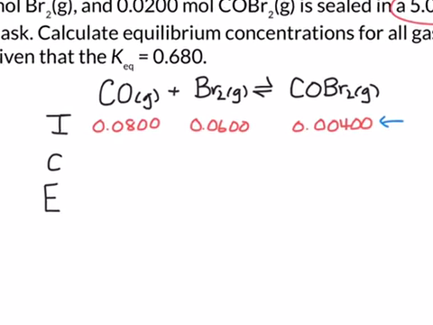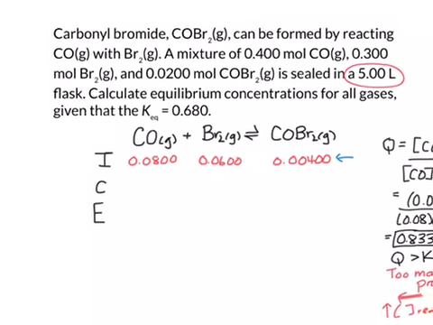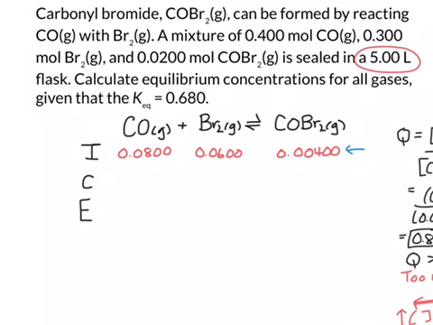So going back to our ice table now, what that means is that for our change, this is going to be a positive change and this is going to be a negative change. So we'll have positive here, positive and negative. And all of our coefficients are 1, so this will be x, x, and minus x. And so our equilibrium concentration will be 0.08 plus x, 0.06 plus x, and 0.004 minus x.